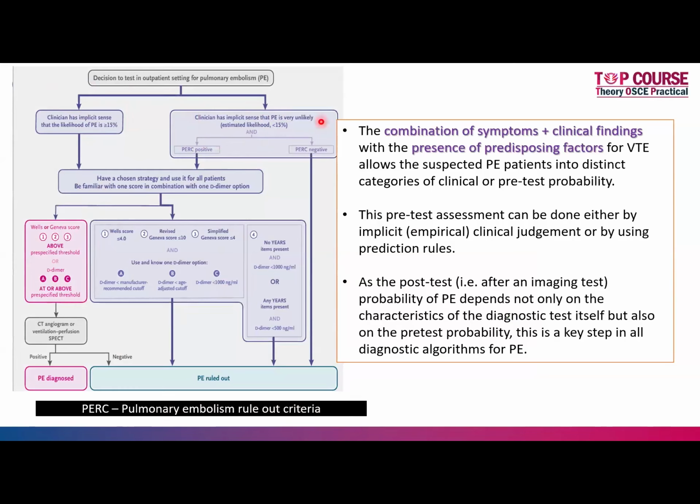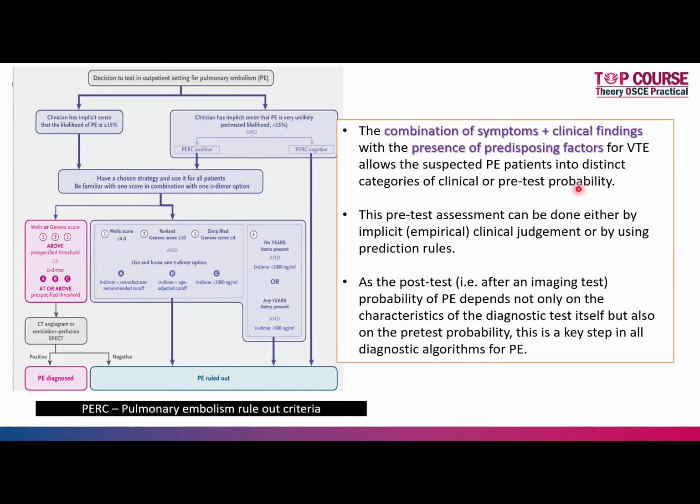If there is a less than 15% likelihood of pulmonary embolism or an implicit sense of pulmonary embolism, and the PERC is positive, we can still choose one of these chosen strategies, okay, to decide on whether the patient has a pulmonary embolism or not. However, if the pulmonary embolism rule out criteria is negative and the judgment of the clinician is also negative, estimated likelihood, then you rule out the pulmonary embolism.